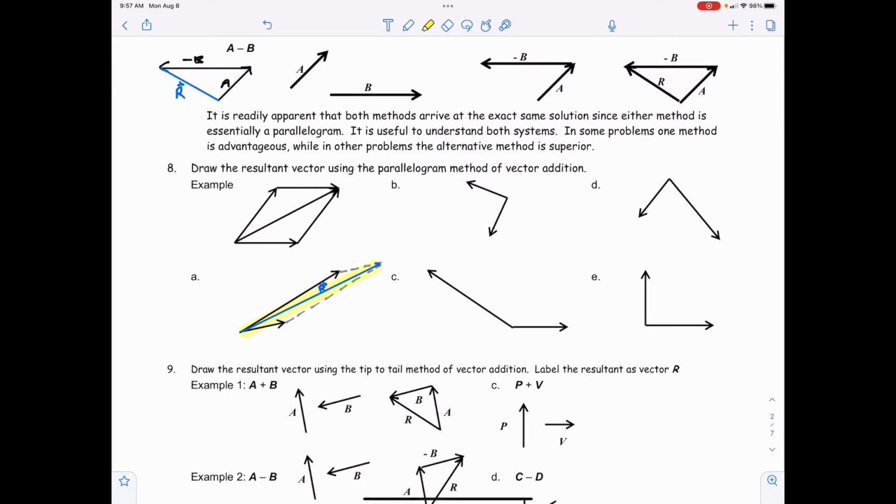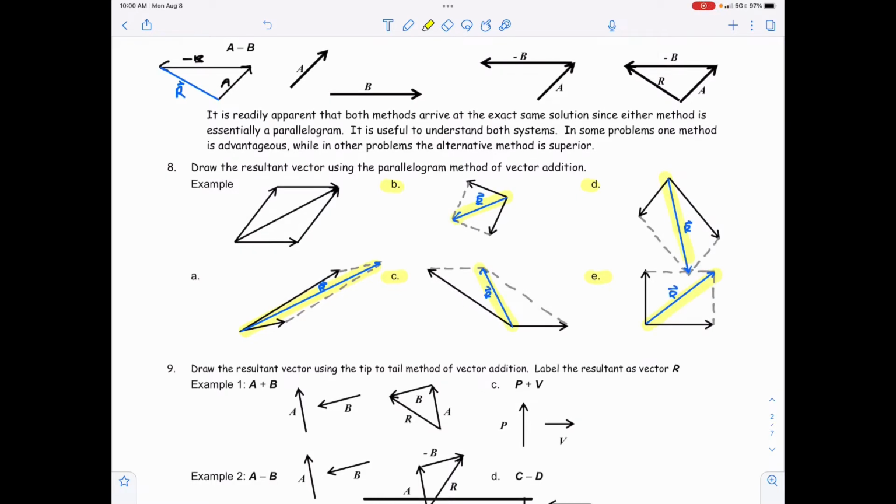At this point, take a moment to pause the video. Try your best to complete B, C, D, and E using parallelogram method. Okay, check with the solutions below and see if it compares to what you have. Notice, in each of the cases, B, C, D, and E, we complete the rest of the parallelogram and draw a straight line arrow from where the two tails meet to the opposite side.